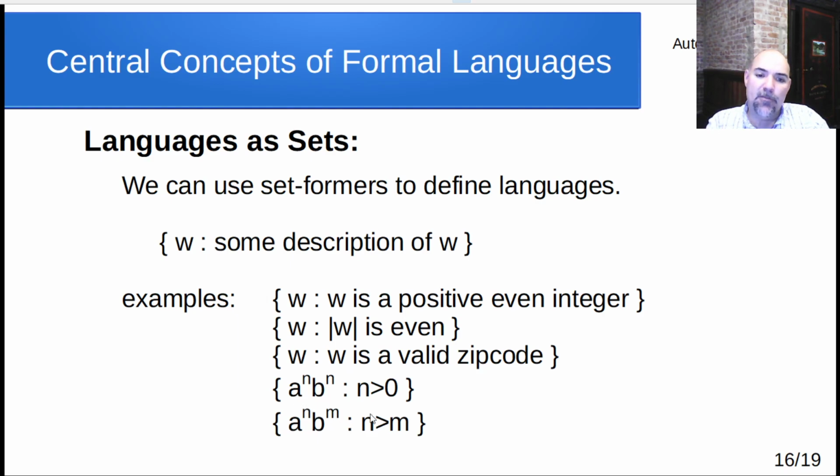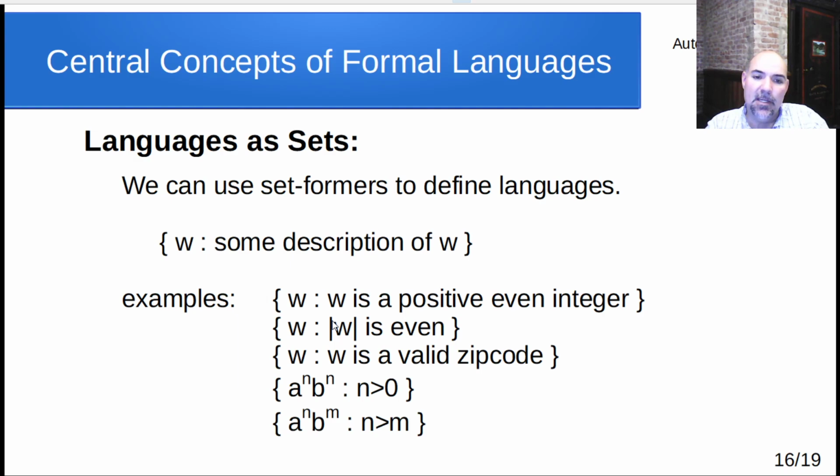And then we could have more formal mathematical type things where A to the N, B to the N, where N is greater than 0. Or A to the N, B to the M, where N is greater than M. In other words, where we have more A's than we have B's. So these are all done with a kind of set form notation.